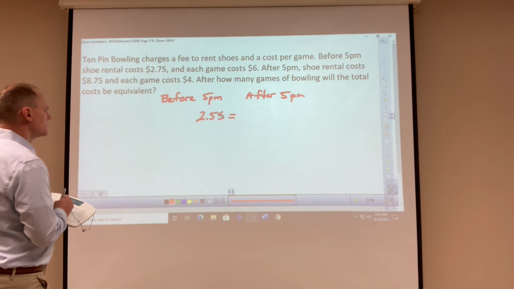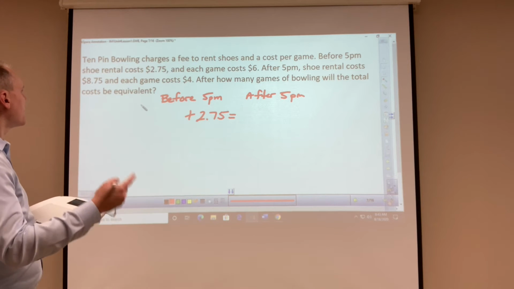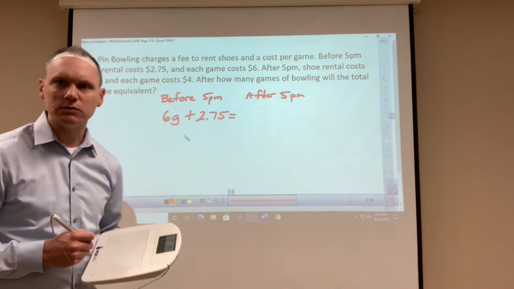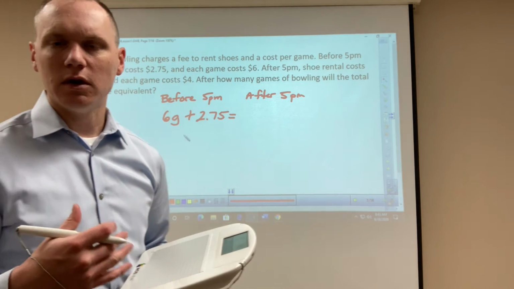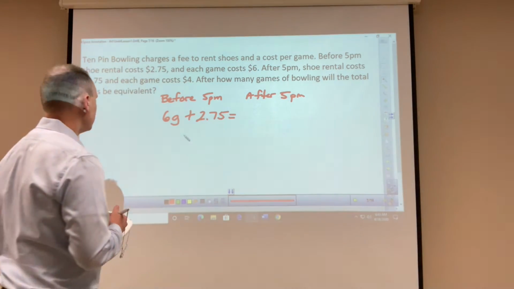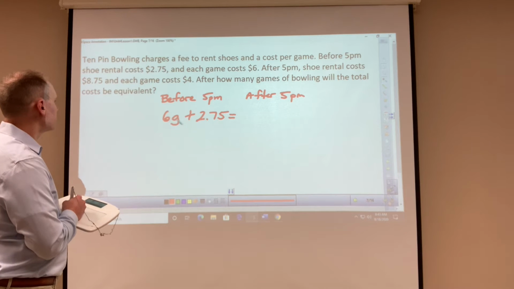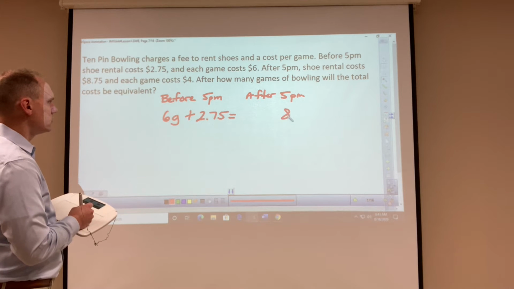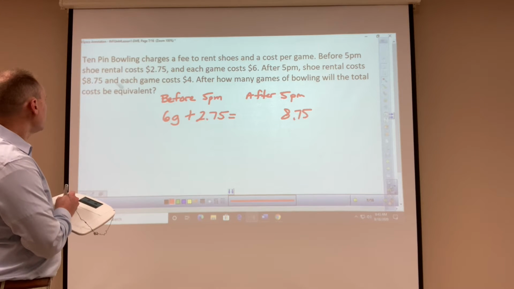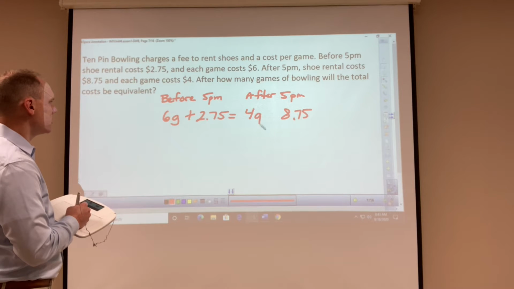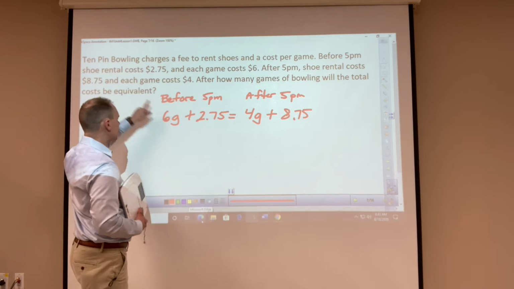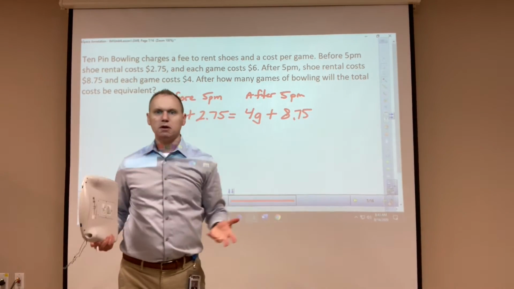So $2.75 plus, but then we have this reoccurring amount of $6 per game. So I'm gonna put G here for the number of games. Sometimes it's nice to use the letter that makes most sense to you to represent whatever it represents. So 6G plus 2.75. After 5 p.m. should cost $8.75. So again, that's just a one-time amount plus $4 for each game. So 4G plus that. Okay, and then wanting to know after how many games, so for what value of G would these be equivalent?